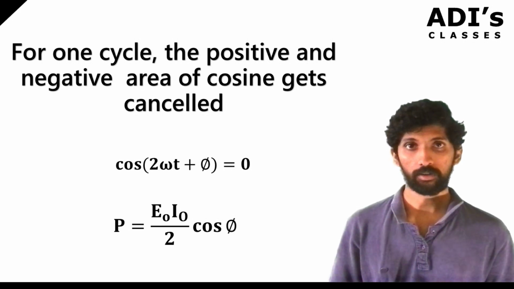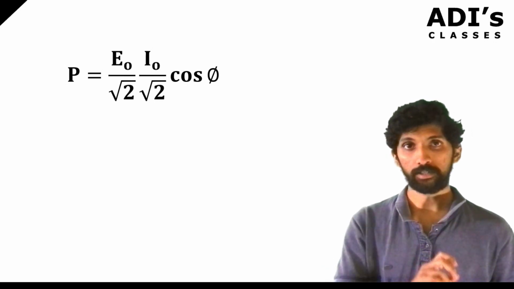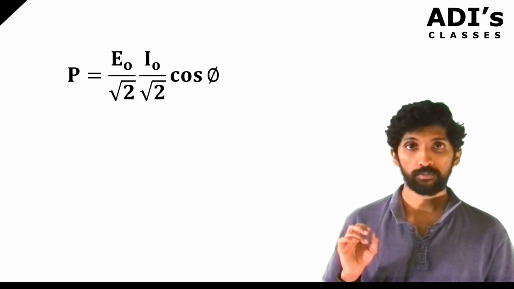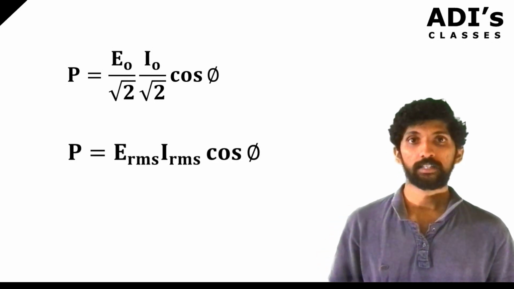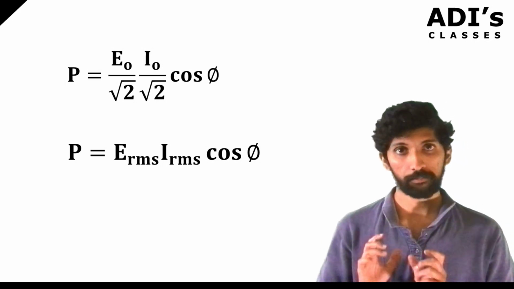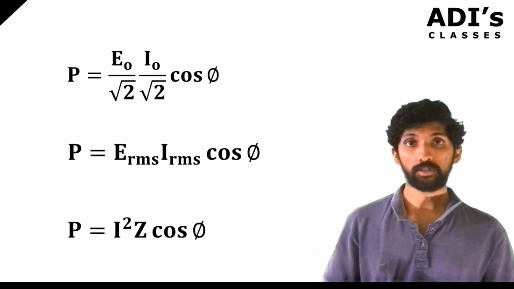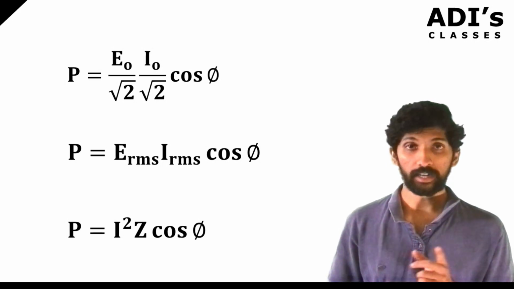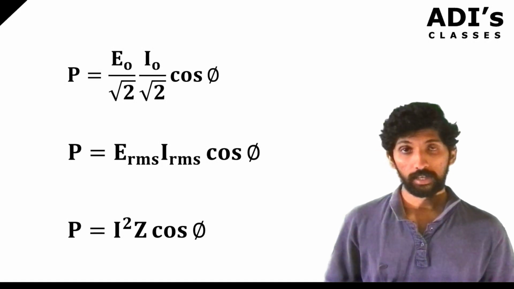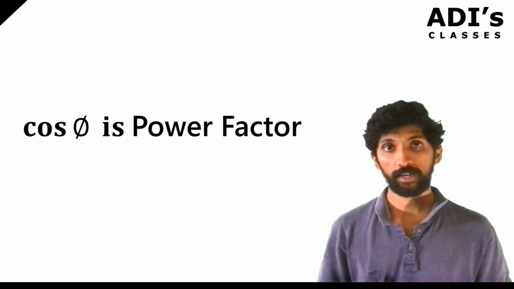into cos phi. So we change this as E naught by root 2 into I naught by root 2 into cos phi. What is E naught by root 2? It's the RMS value, right? So we have P is equal to E RMS into I RMS into cos phi. So this is the equation for the power. The same equation for the power can also be written as P is equal to I squared into Z into cos phi, where the I value is the RMS value and Z is the impedance. This cos phi is called the power factor.